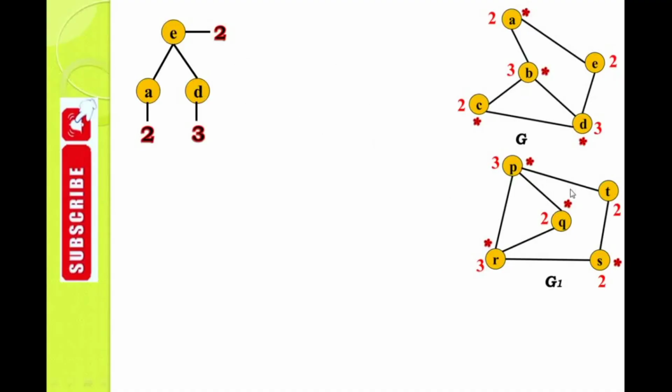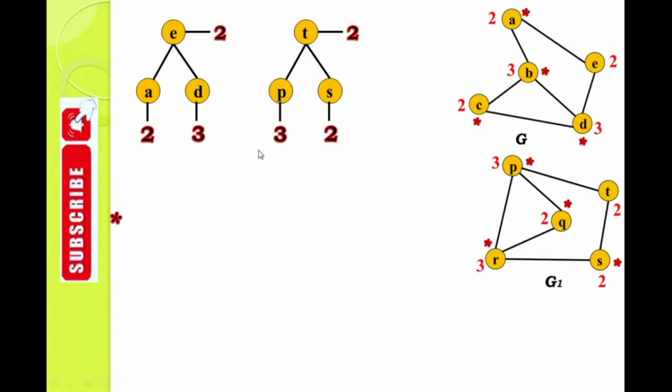Choose the last vertex T. It has degree 2. There are two adjacent vertices of T, one is P, another one is S, having degree sequence 3 and 2. Therefore, adjacency is preserved, which means vertices preserving and edge preserving.